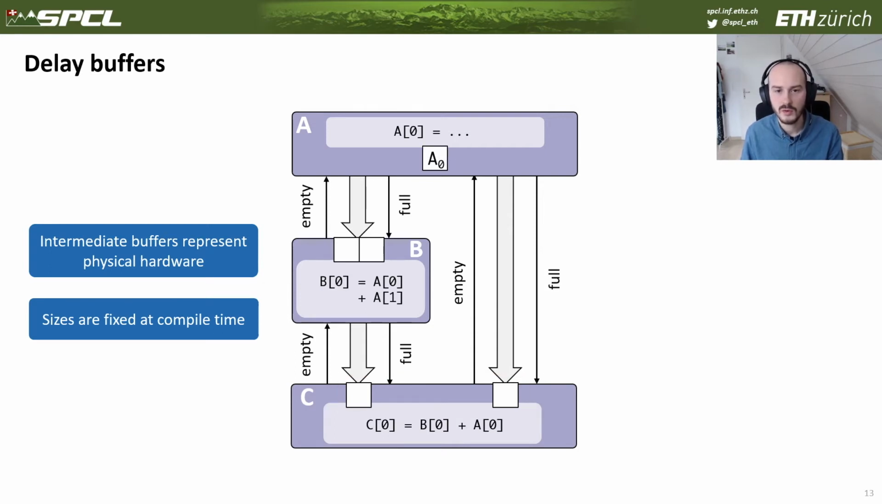So if A produces a first value A, then this needs to be sent to both B and C. So if we do that, the first value in B will populate one slot in the internal buffer of B, and in C it will populate the only slot in the internal buffer of C. Now we produce the next output of A. We end up in the following situation.